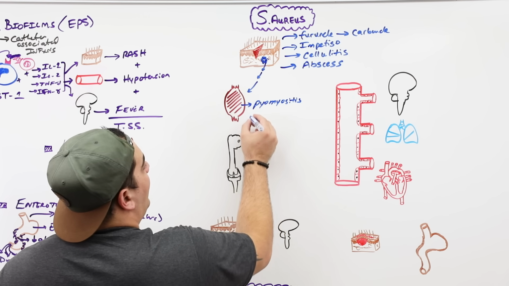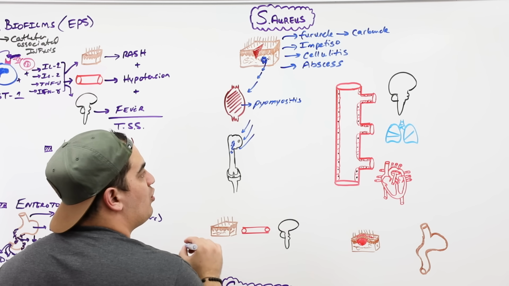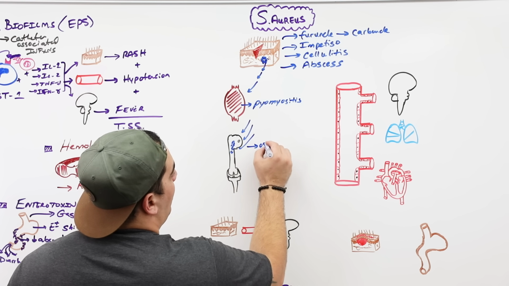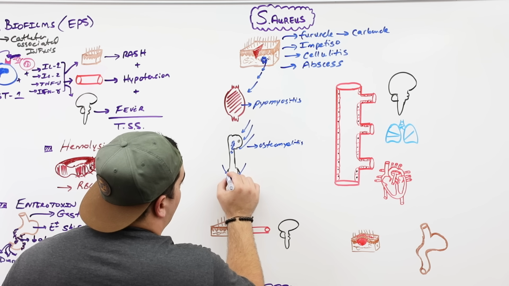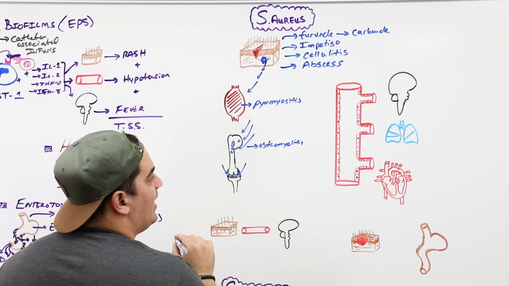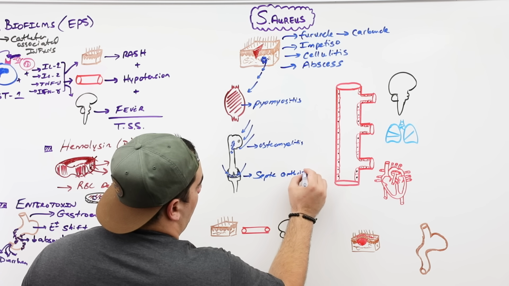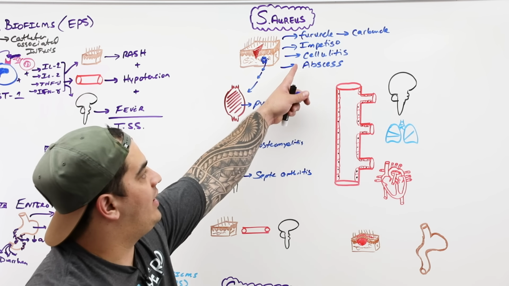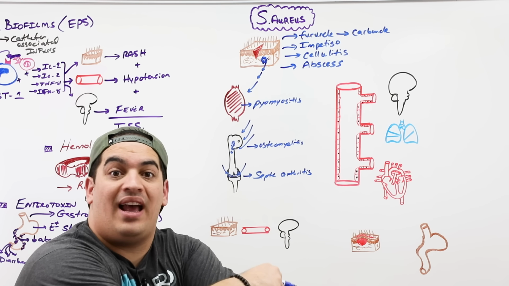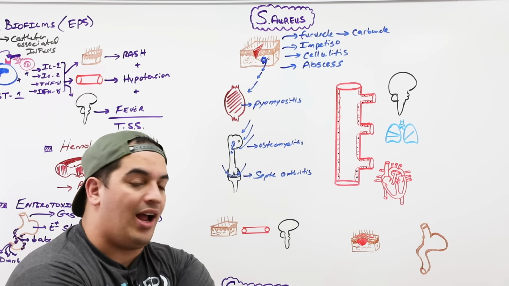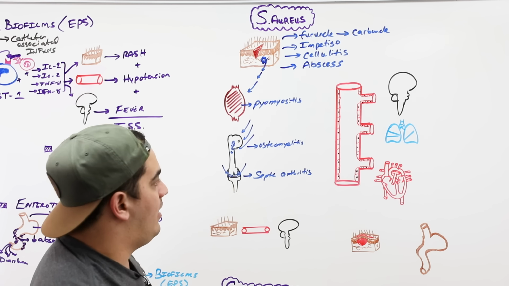pyomyositis. If they infiltrate into the bone tissue and lead to infection, damage, and destruction of the bone tissue, this can lead to something called osteomyelitis. If they start infecting the joints and leading to inflammation and infection of the joints, this can lead to a septic arthritis. So from an infection like cellulitis or an abscess of the skin and soft tissue, if they're able to infiltrate deep from that area contiguously, it can then lead to pyomyositis, osteomyelitis, or even a septic arthritis. So that's something else to think about.